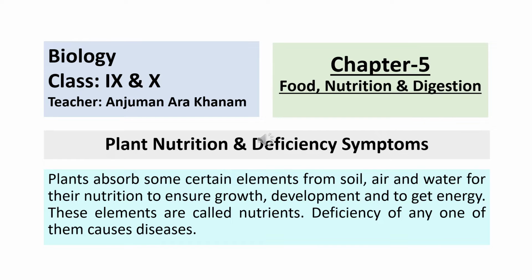So what are plant nutrients? Plants absorb some inorganic minerals from the soil. Those are called mineral nutrients, and most of them are absorbed from the soil, air and water for their nutrition, to ensure growth, development and to get energy. These kinds of elements are called nutrients. If any deficiency occurs in the plant body, it shows some symptoms, and let's discuss this.